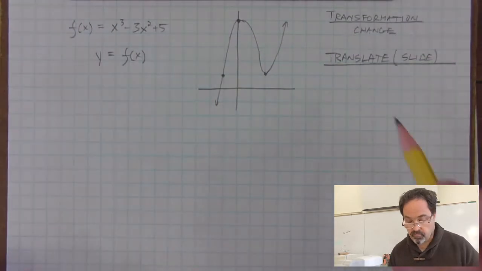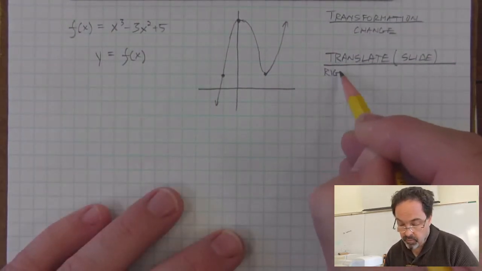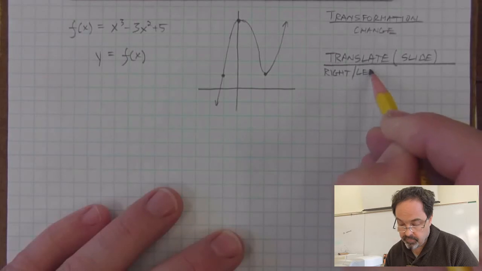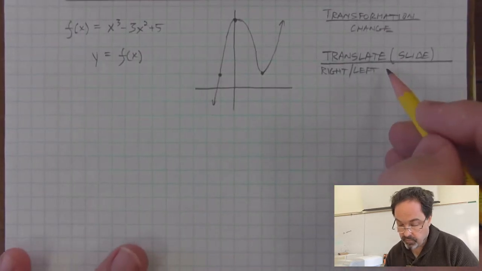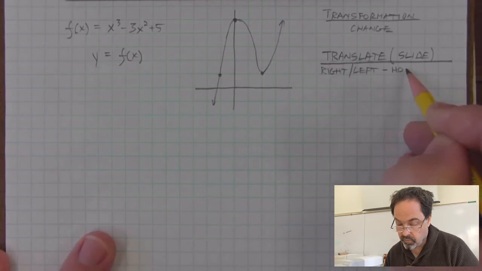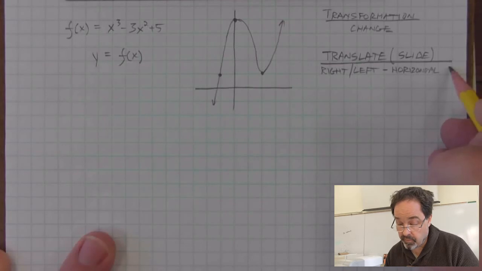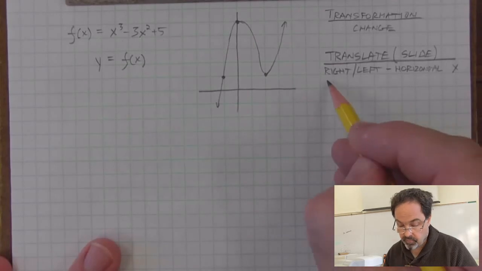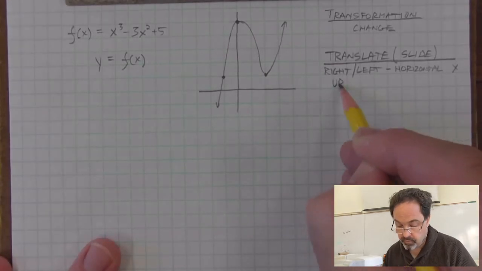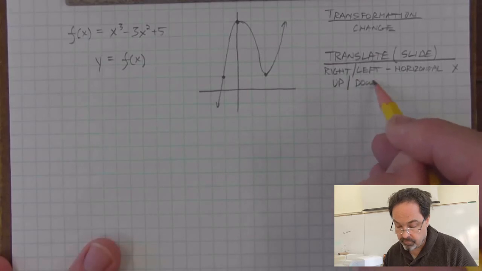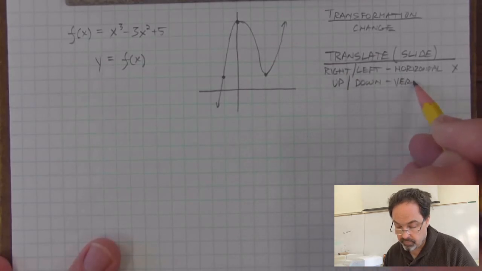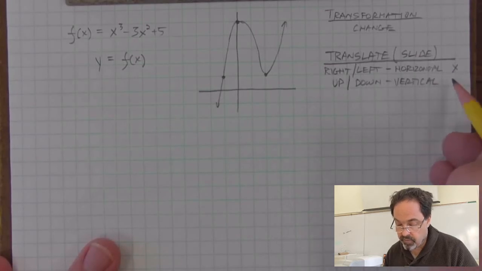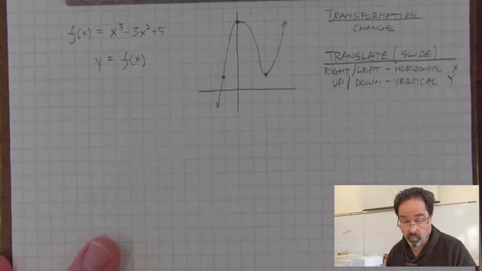So the two ways that we can translate, we can call right and left, which are descriptive words for a horizontal transformation, which affects the horizontal variable, often x. The two ways that we can transform vertically, we call descriptively up and down. And translations that go up and down affect the vertical variable we often call y.